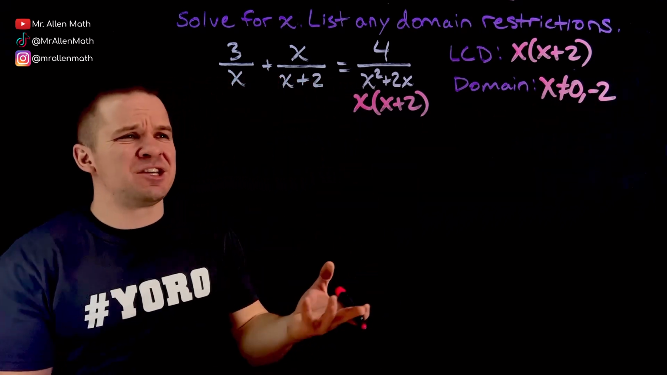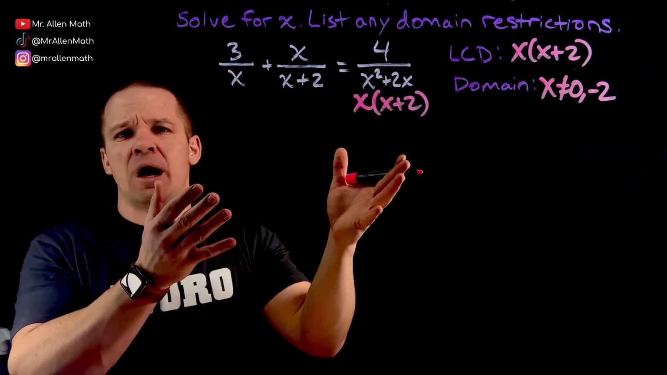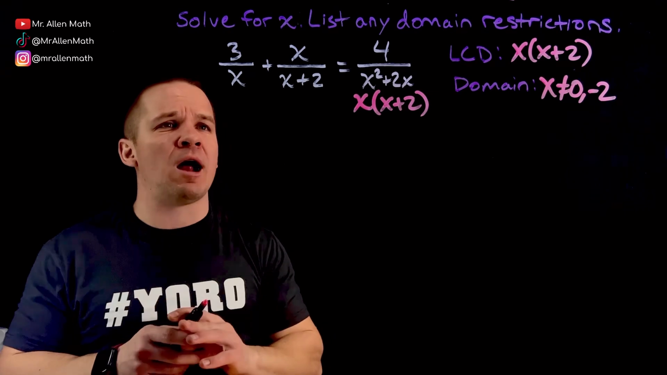I find that the easiest way to write my domain restrictions. Some people like to use interval notation. I feel like it gets messy for this, so that's what I'm going to do. It's my video. I get to choose. What's up? All right. Let's continue.